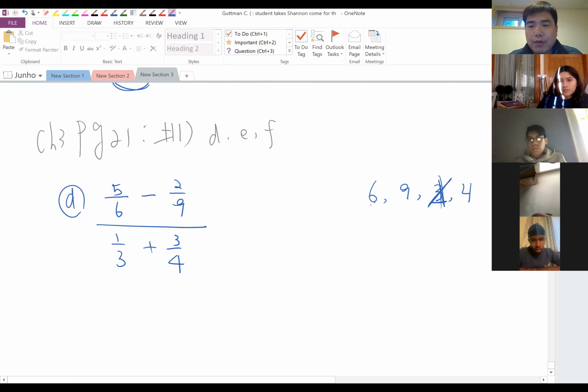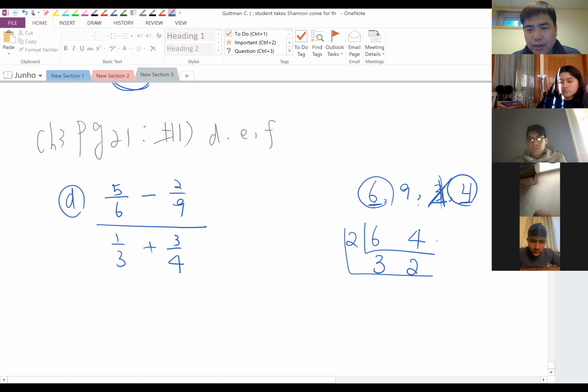So we know that 6 and 9 will share a common factor. I'm gonna do 6 and 4 first. I mean, you can do 6 and 9 as well, but because 6 and 4 are even numbers, I wanna start with those two numbers. So 6 and 4, what is the common factor? 2. So it becomes 3 and 2 here. So no more sharing, so multiply them, then you will get 12. Okay, now 12 and 9. So what's the common factor between 12 and 9? 3.